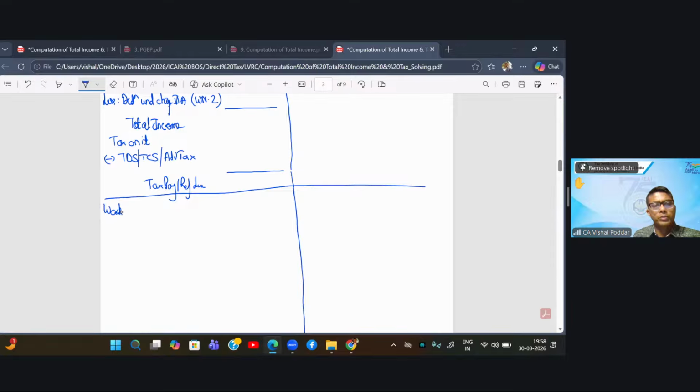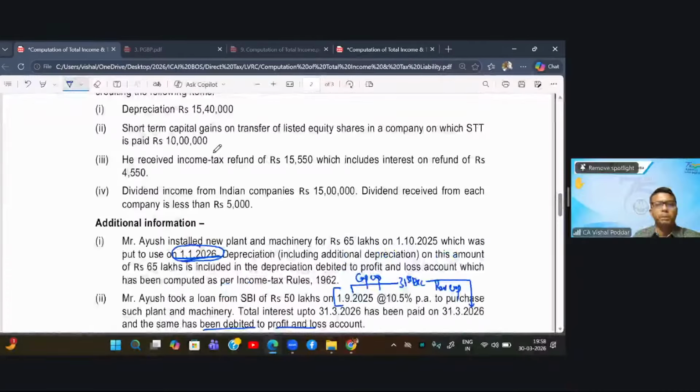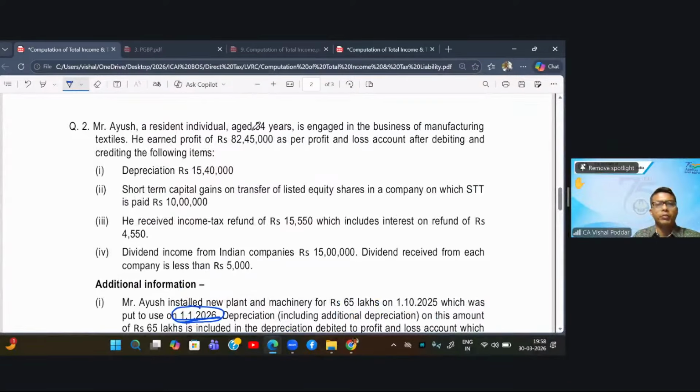So working notes. Working note 1. Calculation of PGBP. Okay. So our starting point is net profit as per your accounting P&L.